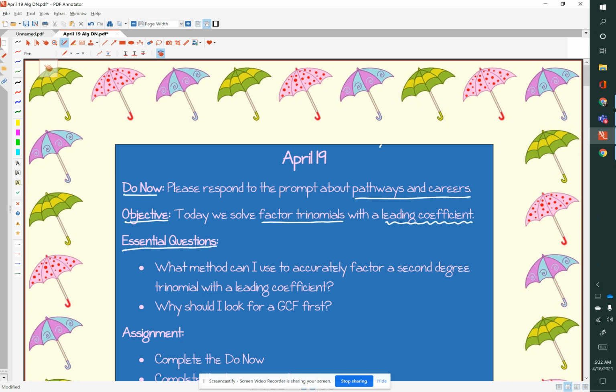So our essential questions are: what method can I use to accurately factor a second-degree trinomial with a leading coefficient? Okay, so these are trinomials, three terms that have a power of 2 in them. And also, why should I look for a greatest common factor first?